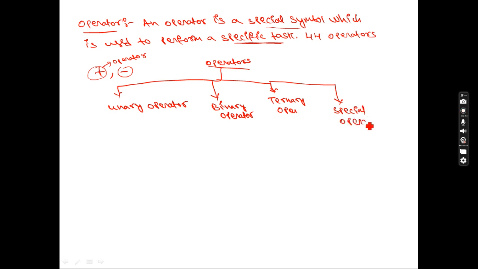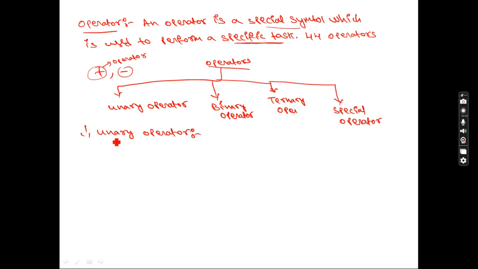We will discuss these in later classes. Just remember, special operators are nothing but comma, dot, arrow, and ampersand. These will come in the next classes. For now we need to focus on these 3 topics: unary, binary, ternary. Today we are going to discuss the meaning of the unary operator.